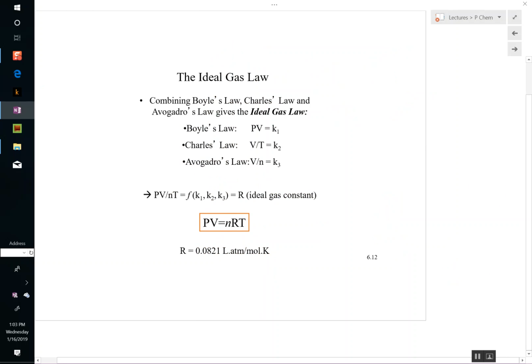What you have to pay attention to is which R to use here. Table 1.2 in your book has a whole bunch of values of R: liter atmospheres per mole K, liter bars per mole K, calories per mole K, joules per mole K, and liter torr per mole K. There's probably more than that, but that's a pretty good list.